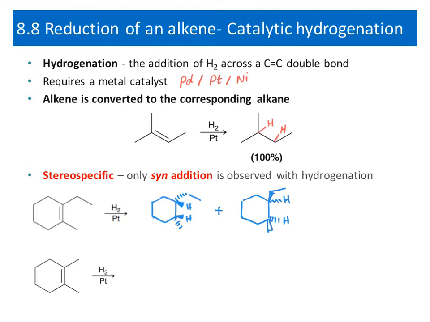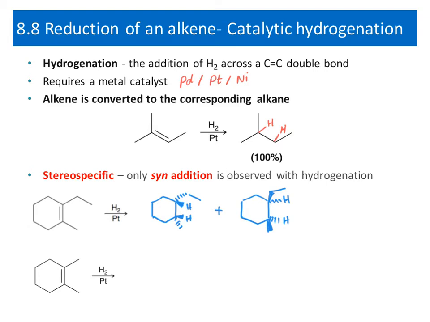So the important point here is that both hydrogens are added across the double bond from the same side. So we need to show the addition is happening through a syn process. And once again, if you are forming a chirality center, don't forget to show the enantiomer as well.